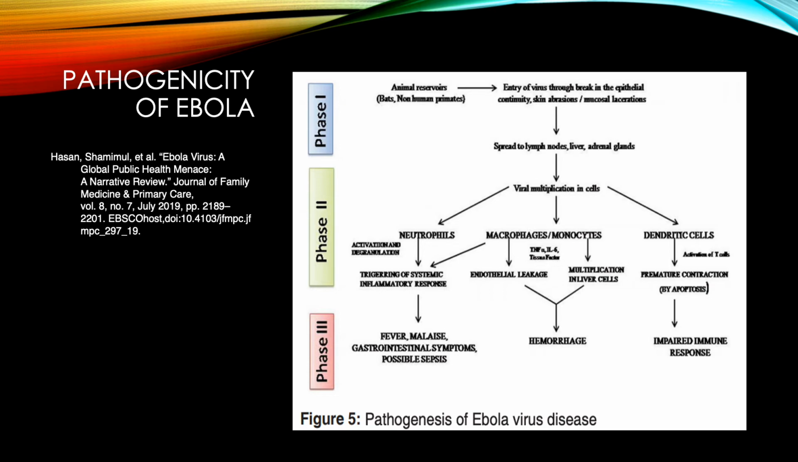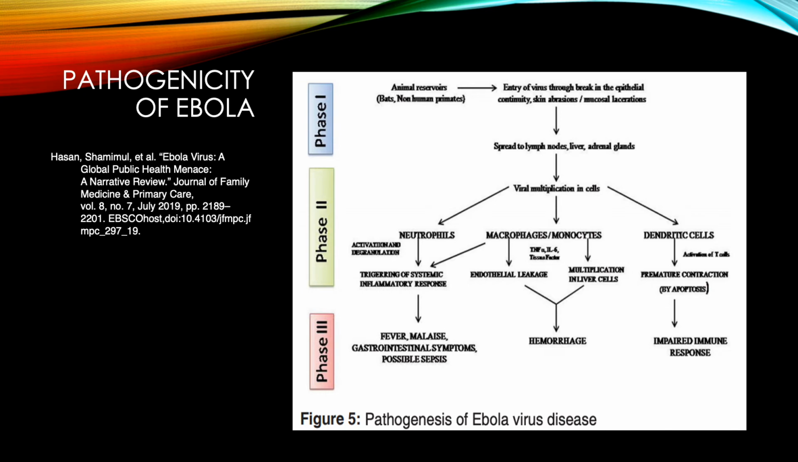One of the options is when it attacks the dendritic cells, it leads to the activation of T cells. This leads to premature contraction due to apoptosis. Phase 3 of this route will lead to impaired immune response. The second option would be attacking the neutrophils. This would lead to activation and degranulation, which would trigger the systemic inflammatory response. Phase 3 of this route would end with fever, malaise, and gastrointestinal symptoms and possible sepsis.